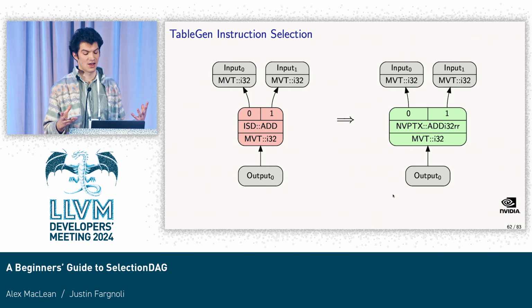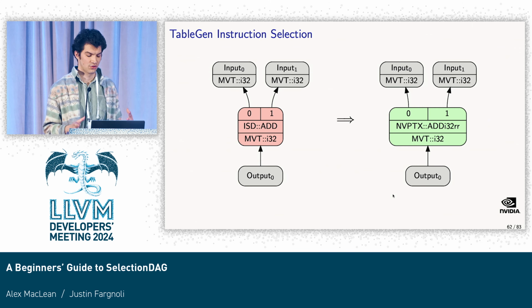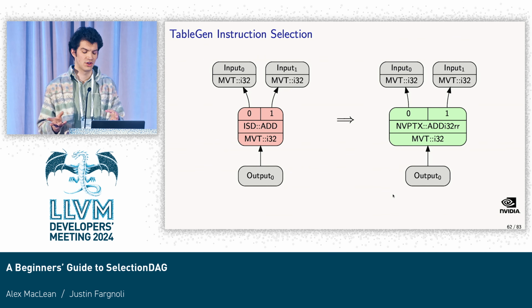And with that, we've given TableGen all the information it needs to perform the following transformation during instruction selection. So now TableGen knows to look for this add of these types, and when it sees it, it knows to convert it to this add PTX instruction with those same inputs.